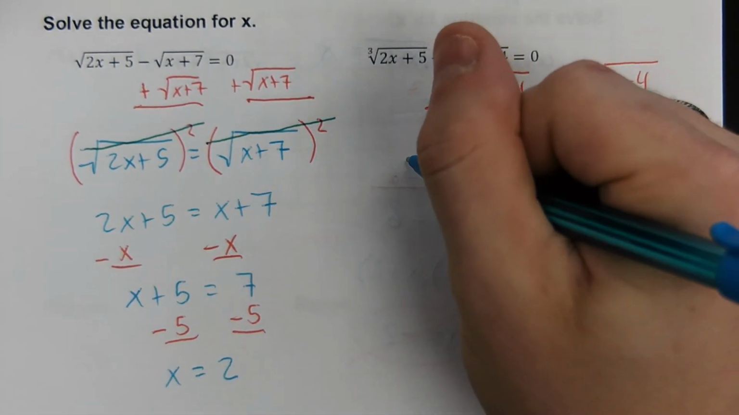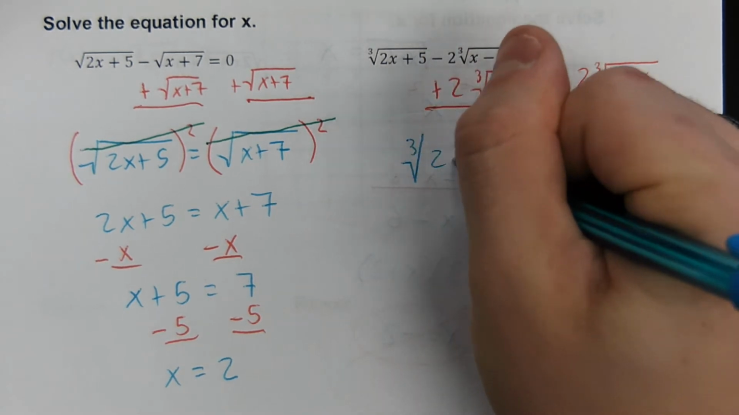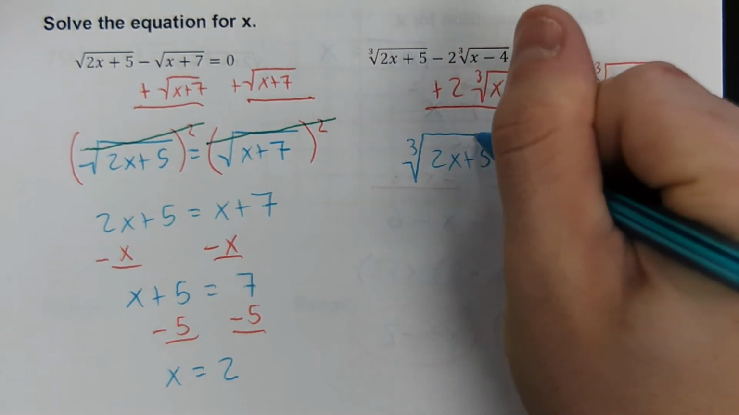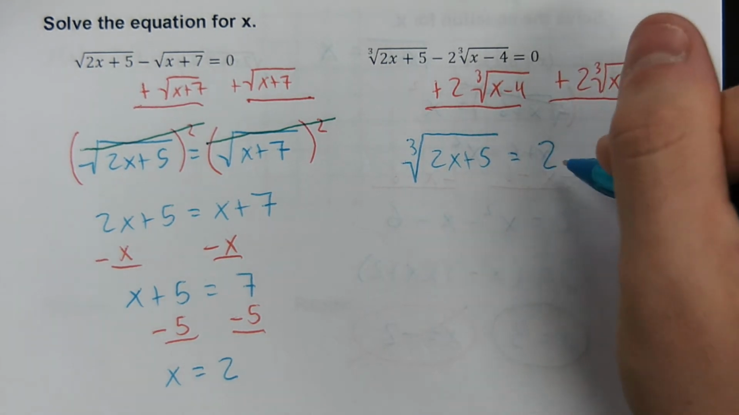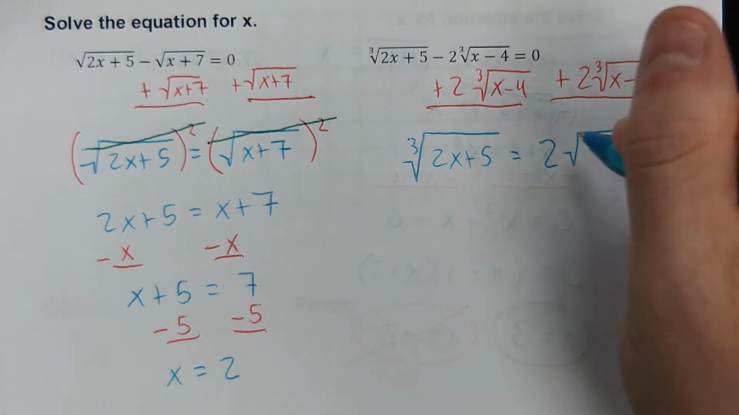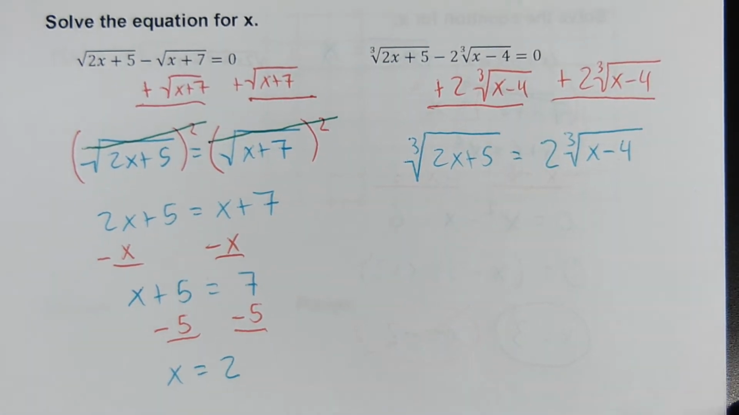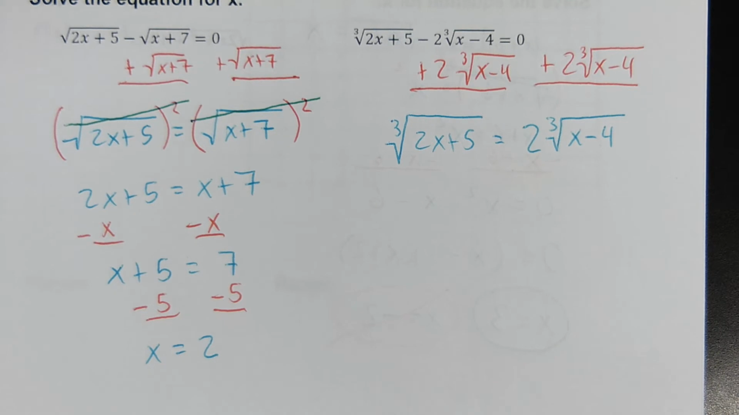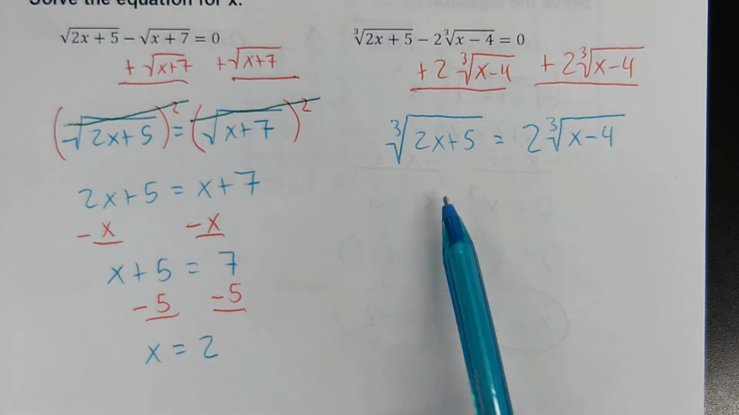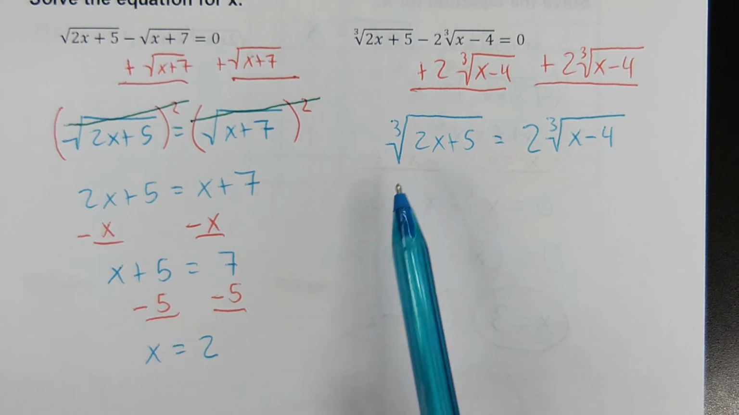That is going to leave me the cube root of 2x plus 5 equals 2 cube root of x minus 4. What do you think we're going to do, folks? Cancel the what? The cube. Cube root, you mean. We're going to cancel the radicals. This radical is alone. That means I can cancel it.